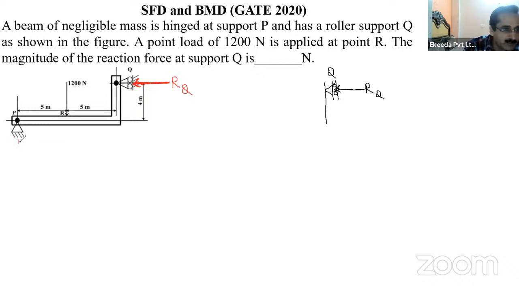And at P point, there will be two reactions. This is RV and this is RH. Two reactions will be there at P point, vertical and horizontal reaction, and at Q point, only one reaction, a horizontal reaction, right? Now it becomes horizontal because our beam becomes vertical. So the moment at P point will be zero because the body is in static equilibrium, right?